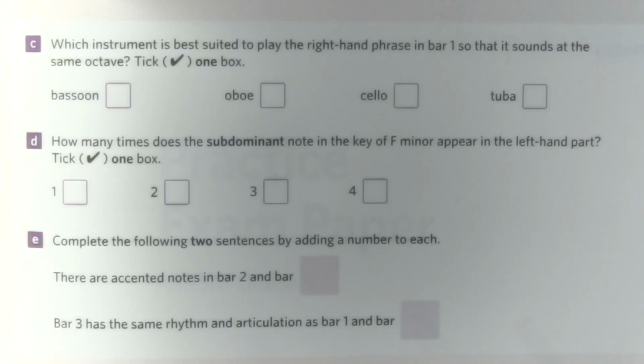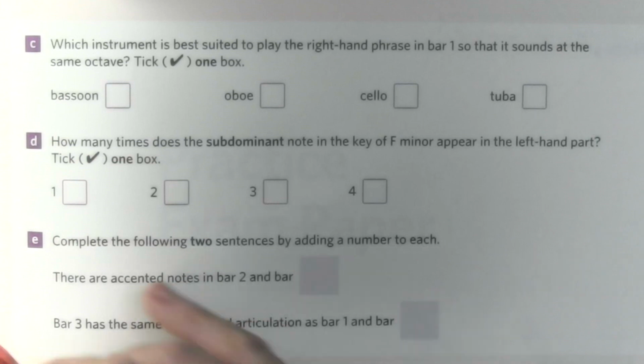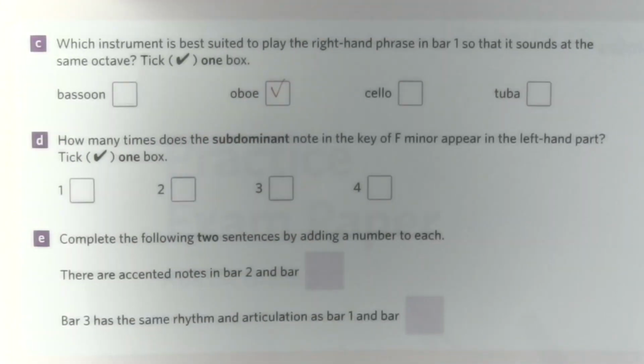Which instrument would be able to play the right hand phrase in bar 1 at the same octave? Now we have bassoon, oboe, cello, tuba. Bassoon and tuba are very low, so I would exclude them. A flat above middle C is also a little bit too high for cello. Therefore, I would say oboe. How do I know this? Experience.